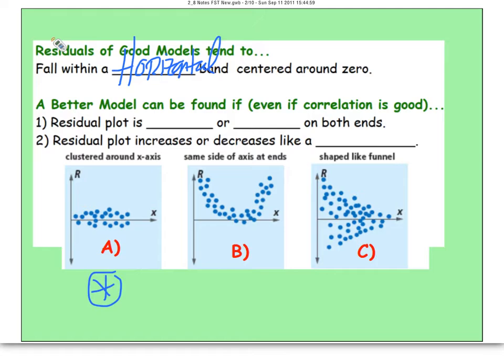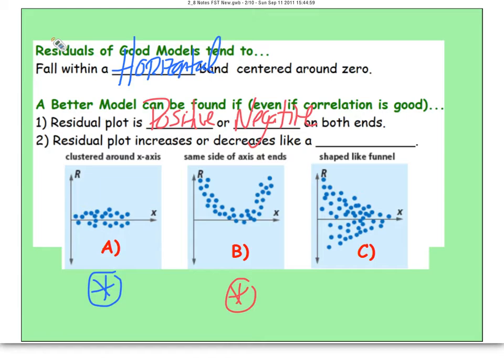Now, how do you know if a better model can be found? Well, number 1 here says if your residual plot is positive or negative on both ends. And what that means is if you look at graph B here, the residual plot is positive on this end and positive on this end. It's actually making a shape. It looks like a parabola. I do not want the residual plot to make any recognizable shape other than a horizontal band. So this is bad. The other pattern would be if it made kind of this negative parabola. We don't want to see the patterns.